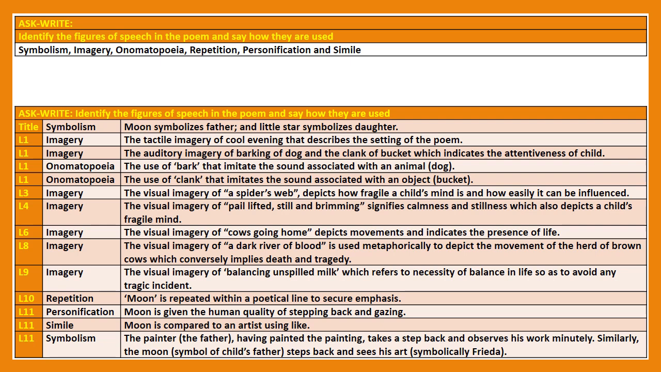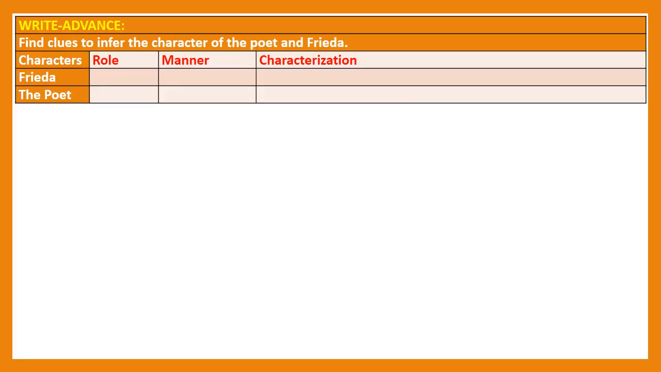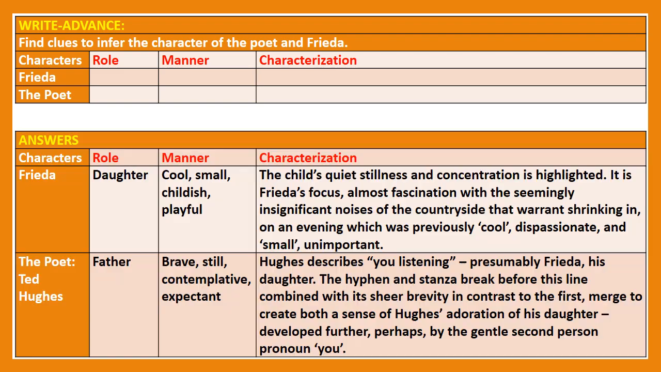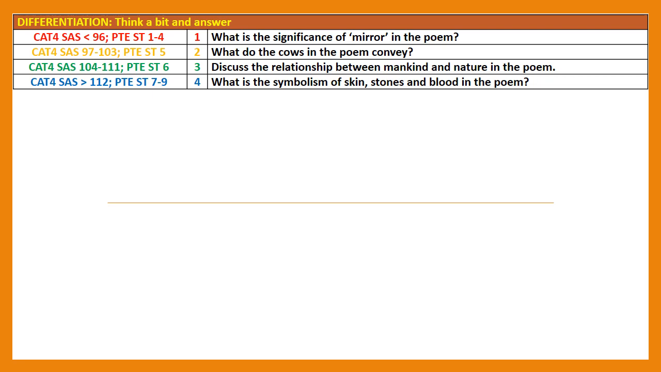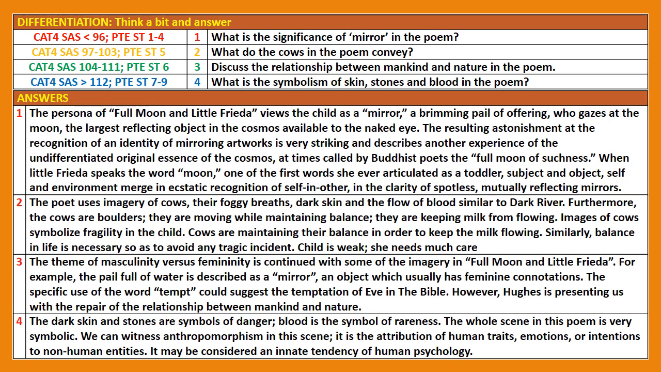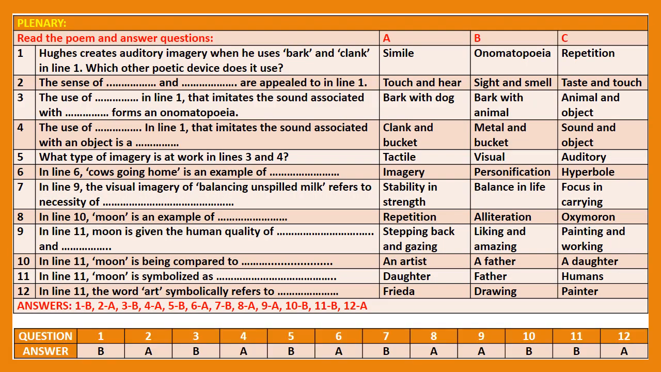This is a beautiful and evocative poem that captures the essence of a magical moment between a parent and child. Find clues from the poem to infer the character of the poet as father and Frieda as daughter. These differentiated tasks help you to appreciate the complexity of poetic language and structure. Test your own understanding with regard to the identification of the poetic devices employed in the poem.